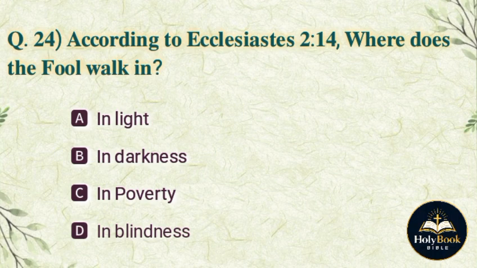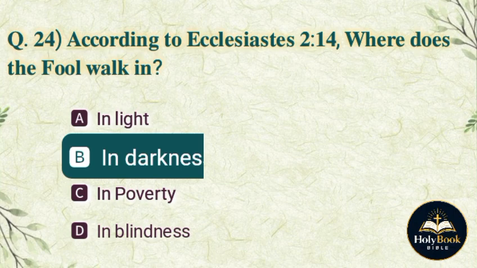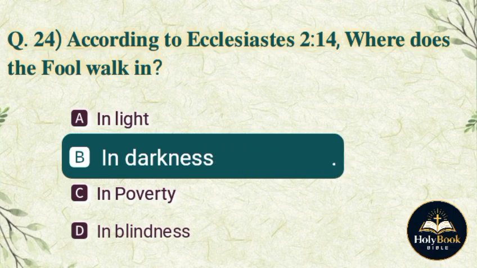Question: According to Ecclesiastes Chapter 2, verse 14, where does the fool walk? Options: A. In light. B. In darkness. C. In poverty. D. In blindness. The correct answer is option B, in darkness.